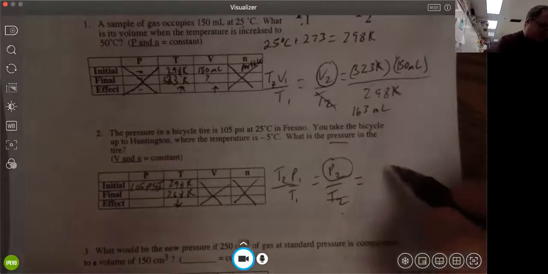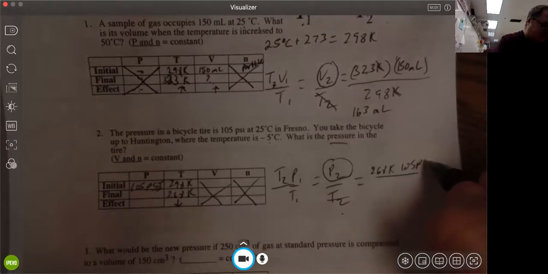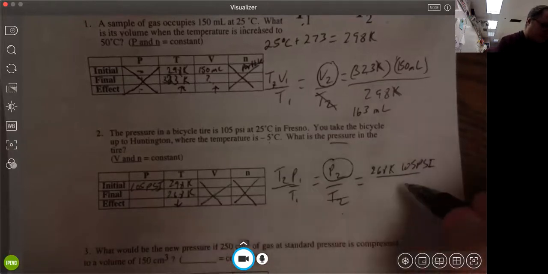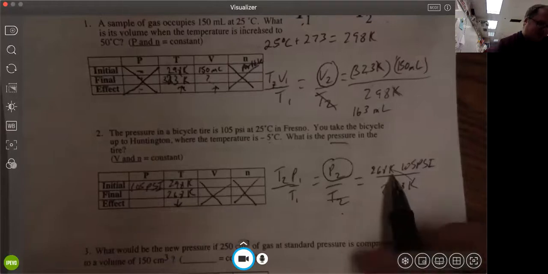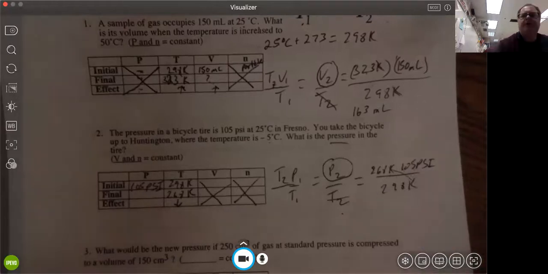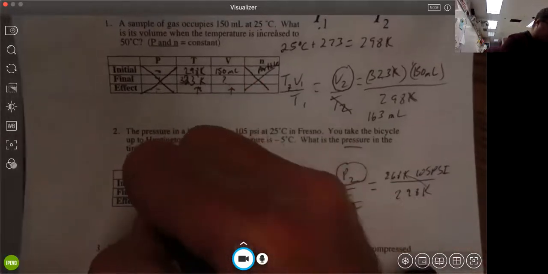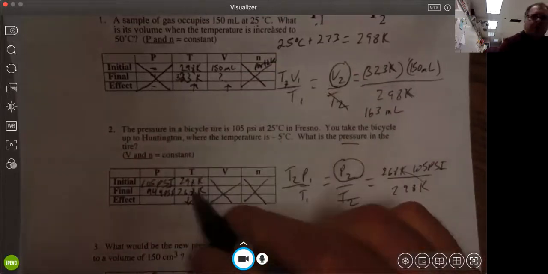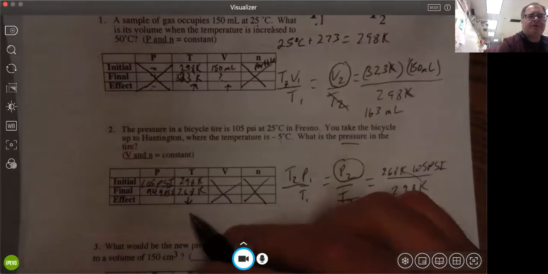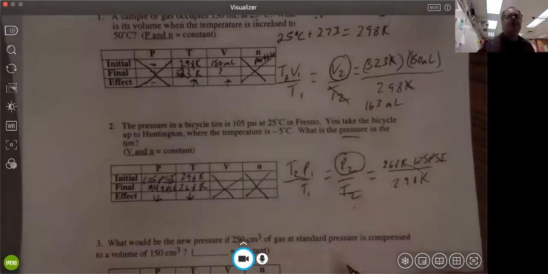So the temperature 2 is 268 Kelvin. The pressure 1 is 105 pounds per square inch. The temperature 1 is 298 Kelvin. Kelvin will cancel out. 268 times 105 divided by 298. It's about 94.4295, so 94.4 psi. We predicted that if the temperature goes down, the particles will not collide with the walls of the tires as much, so the pressure should go down.